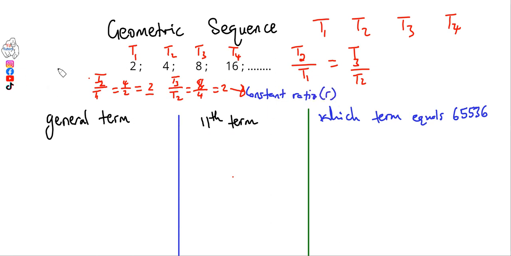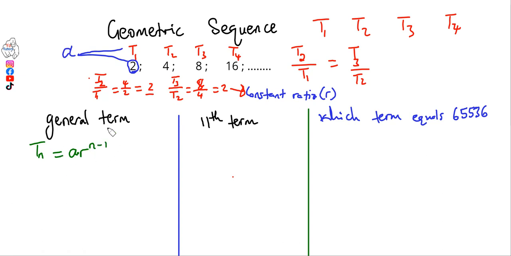In the general formula that we'll be using, we use Tn. To get Tn, we say A times R to the power n minus 1. So what is our A? Like in the arithmetic sequence, our A is always the first term, so it's always T1. That's our A. We don't need to stress much.